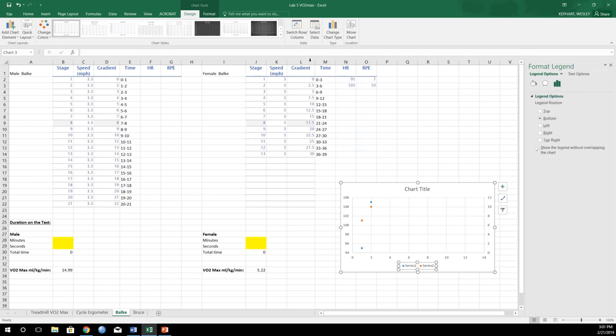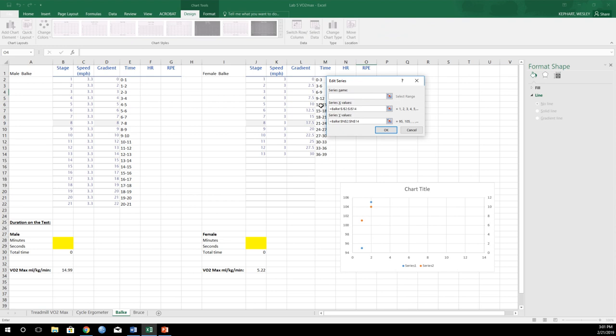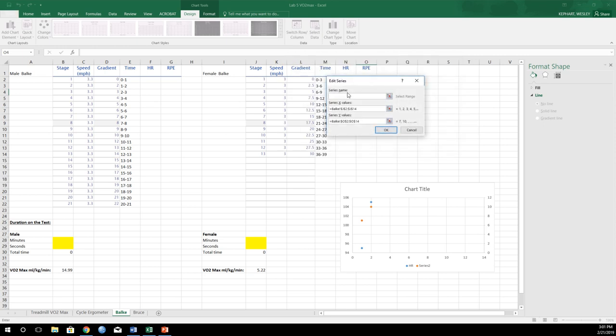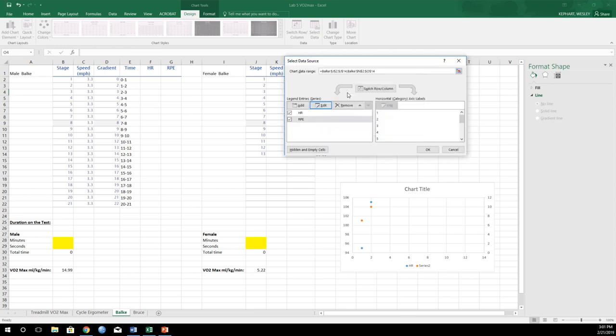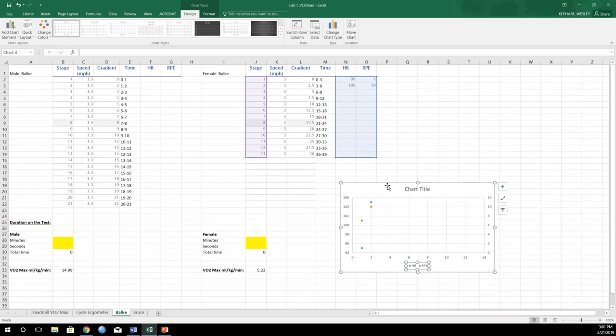Then there, we're going to double click on that secondary y-axis. Click on this, select data, edit. What is that? Oh, yeah, it's heart rate. Gosh. There, and this RPE. There we go. All of that's labeled. Let's close that, make that go away.